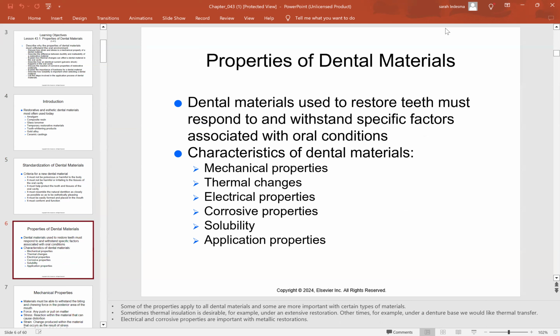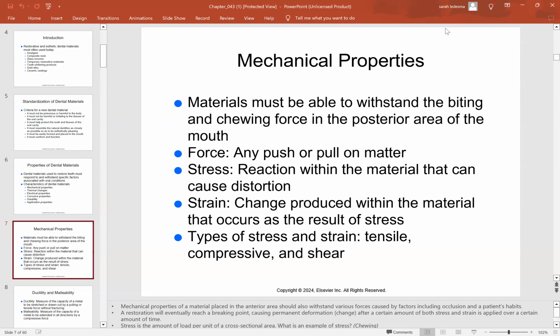Dental materials used to restore teeth must respond to and withstand specific factors that are associated with the oral conditions. So these are going to include mechanical properties, thermal changes, electrical properties, corrosive properties. They have to have good solubility, and then also application properties. When we talk about mechanical properties, we're talking about materials that are able to withstand that biting and chewing force that is a little bit heavier in the posterior or the back area of the mouth.